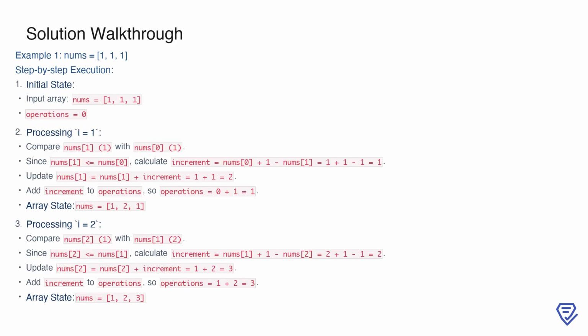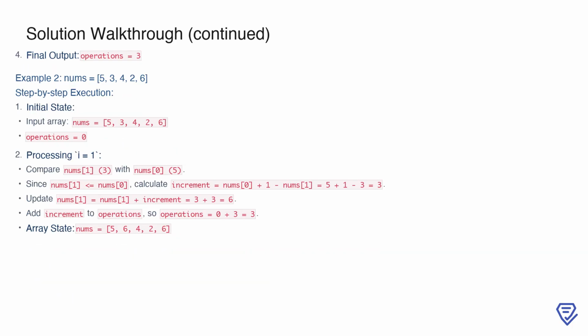We update nums[2] to 3 and add 2 to the operations counter, bringing the total operations to 3. The final array state becomes [1, 2, 3]. The total number of operations needed for the first example is 3.